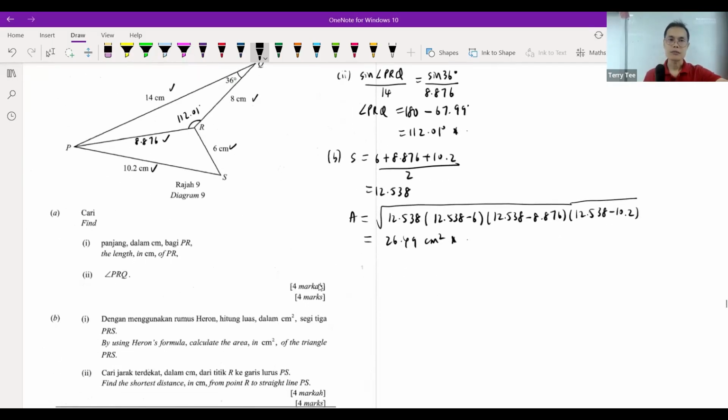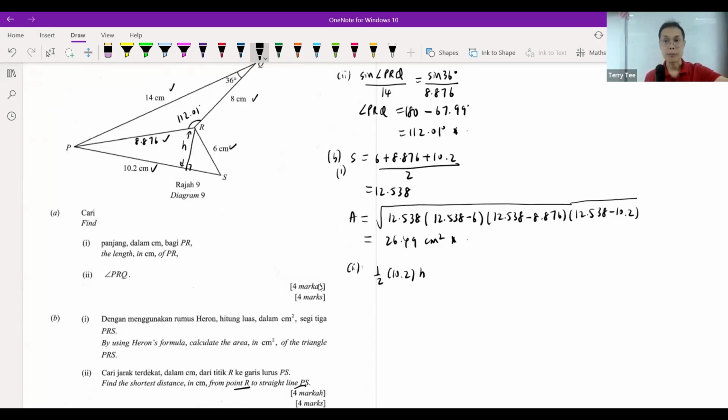Okay, next, let's move on. I want to find the shortest distance from point R to straight line PS. R to PS is this. The shortest distance is a perpendicular distance. So that means this is your height. Since we already know the area of the triangle, we can use half times base times height. This is B Roman 1, this is B Roman 2, half times base. Your base is PS, which is 10.2.